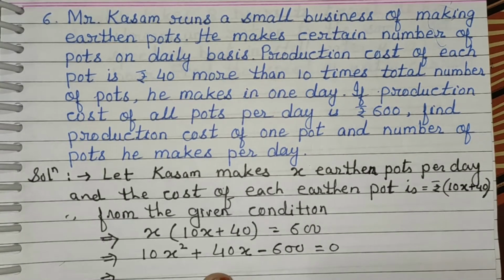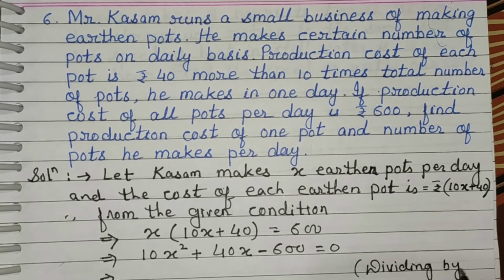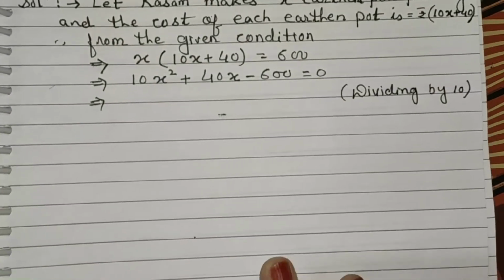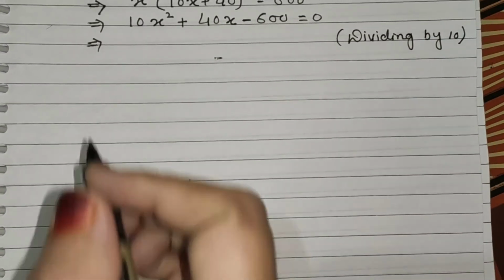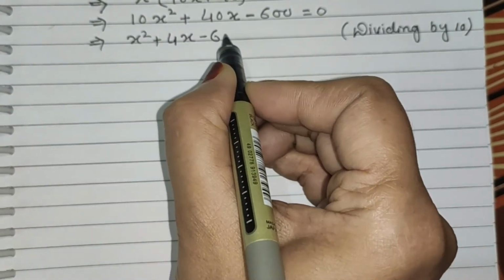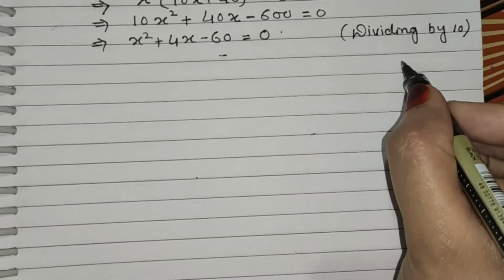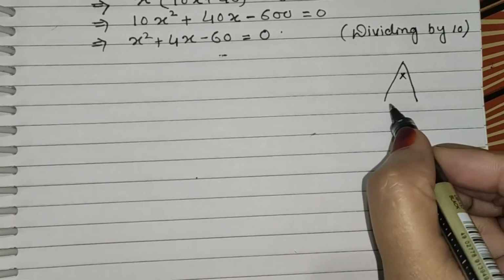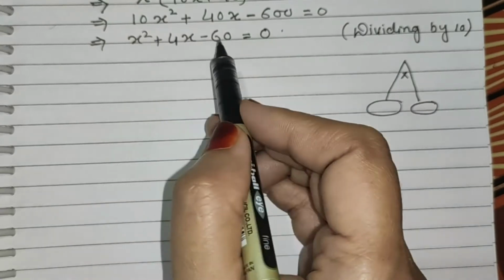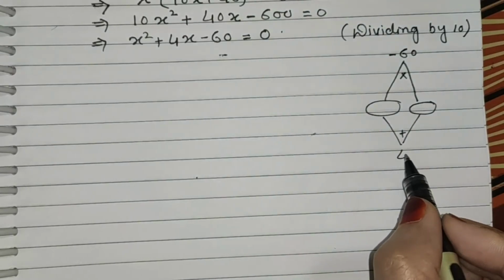Now look at the equation carefully. It contains 10, 40 and 600. Therefore, dividing by 10, we get here x square plus 4x minus 60 is equal to 0. Now it is a quadratic equation. Let us do rough work. The product is 1 into minus 60, means minus 60, and the sum is 4.